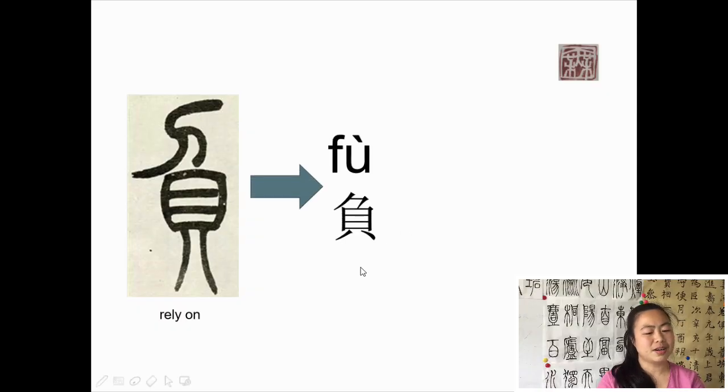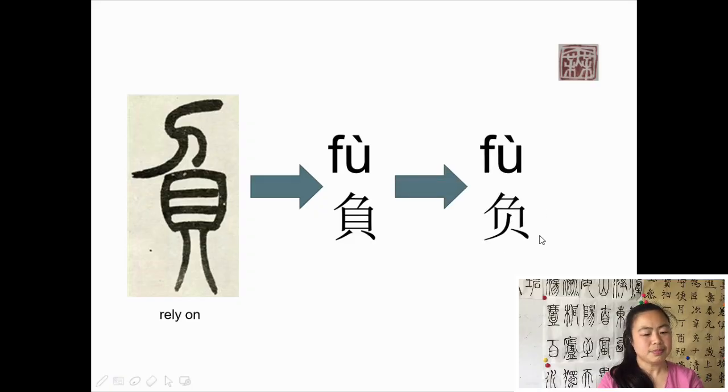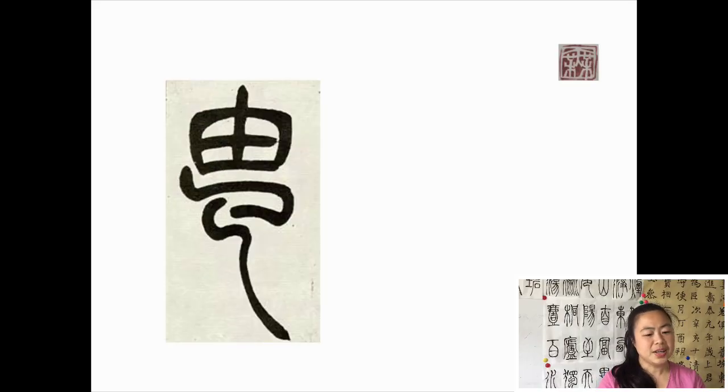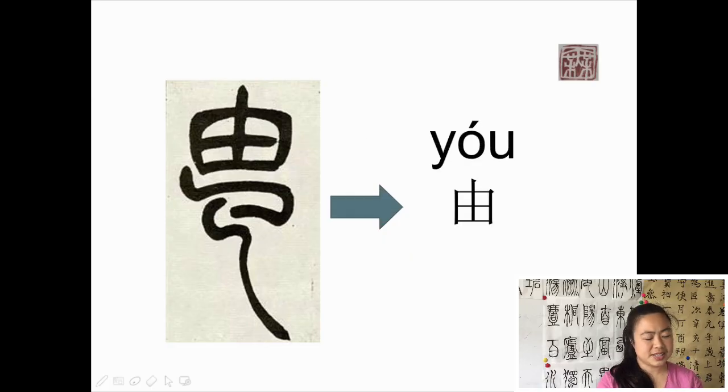Okay, when this character comes to the traditional character, it's like this. And then in the modern simplified characters, we simplify the bottom part, the shell part, from this one into this one. So now we use this character in China. Okay, that's the meaning.